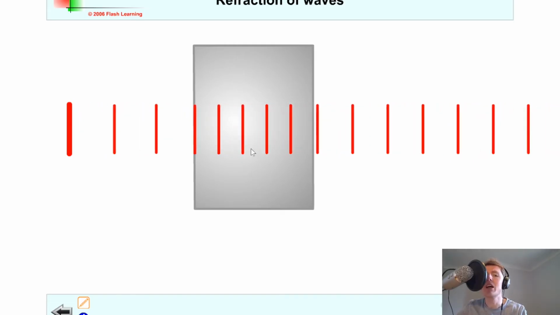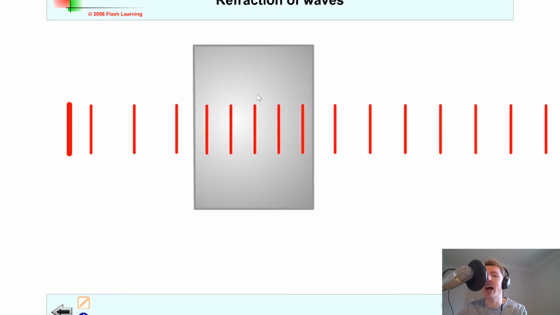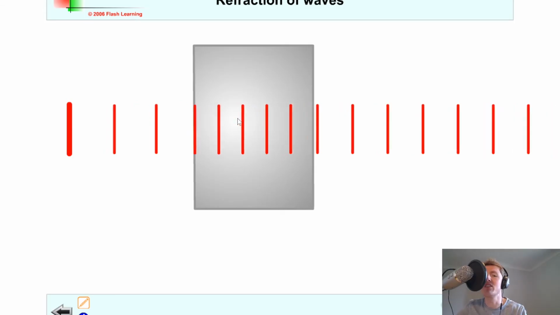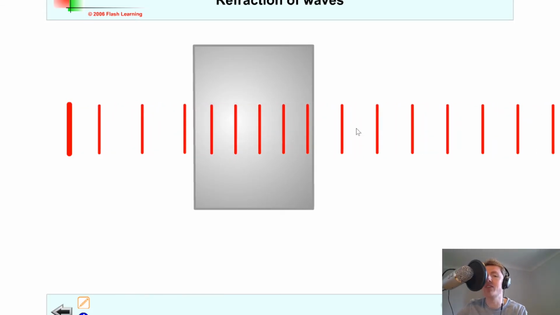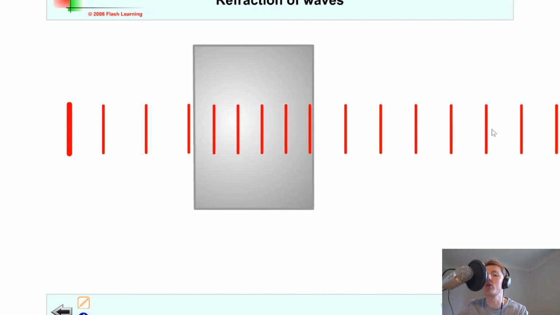In this case, because we've got light coming from a less dense material like air into a more dense material like glass, it's slowing down and the wavelength decreases. Then when the light leaves the glass block, going from a more dense material, the glass, into air, which is a less dense material, the light speeds up and the wavelength also increases again.